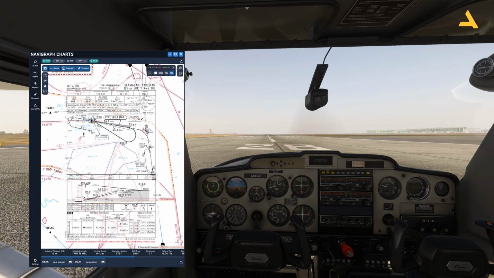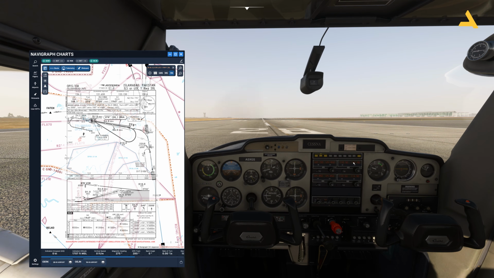Now if you look at the instruments, you will see this radio communication panel. On the left hand side, the upper panel and the lower panel, these are for the communication with the ATC, for radio communication.